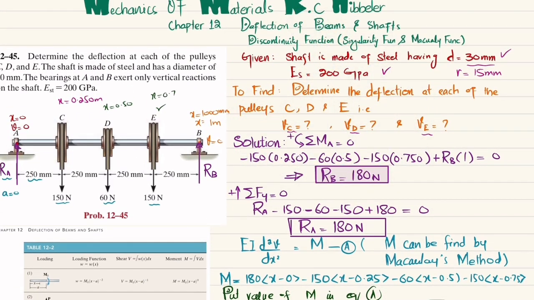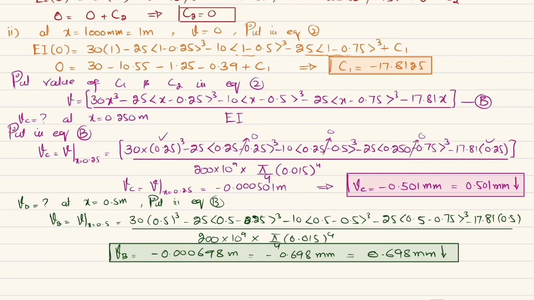So here x is equal to 0.75 meter. So what we will do is that VE is equal to V at x is 0.75. You can just put the value, this is your assignment, you can just put x is equal to 0.75 over here, divided by EI, and you can calculate V, that will be minus 0.501 millimeter, or you can say 0.501 millimeter, that is downward.